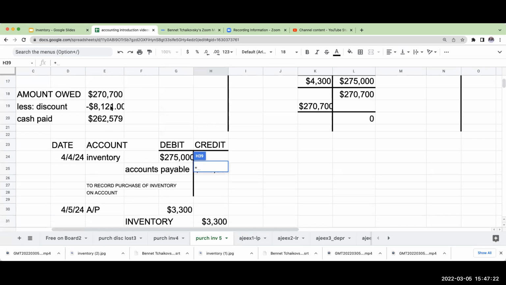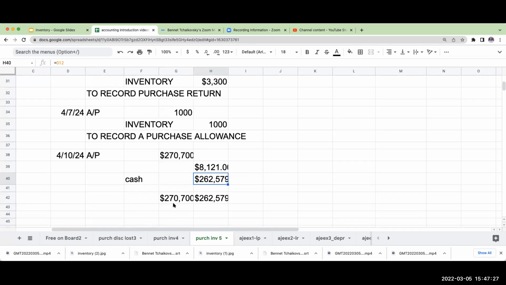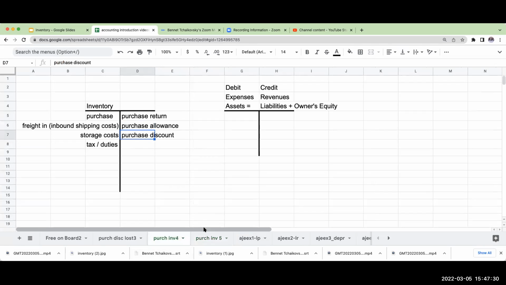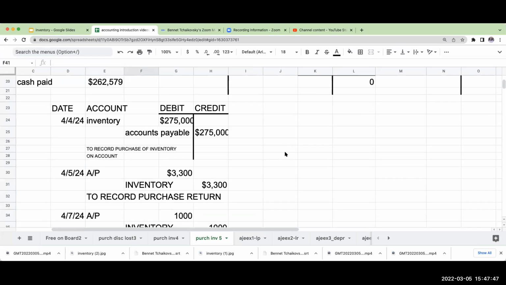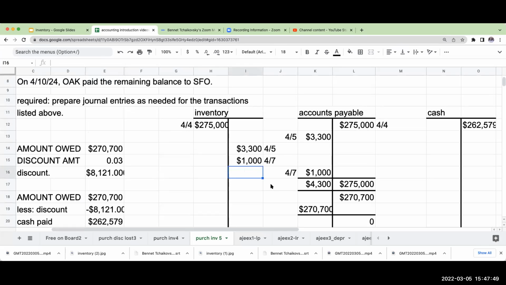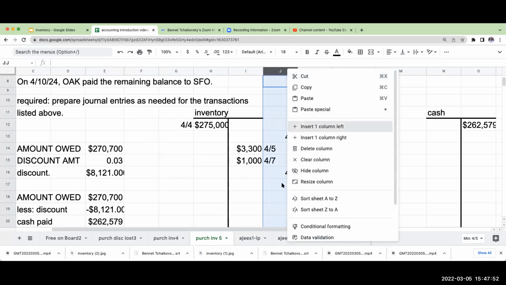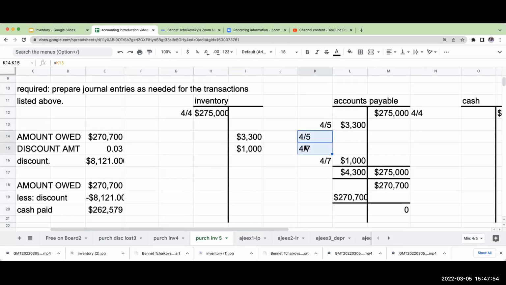I'm going to need a credit of 8,121. Now, where is this going to go? Well, as we saw from before, if we have a purchase discount, I'm going to credit inventory, and this is going to record payment of amount due. So I'm going to credit inventory for 8,121.